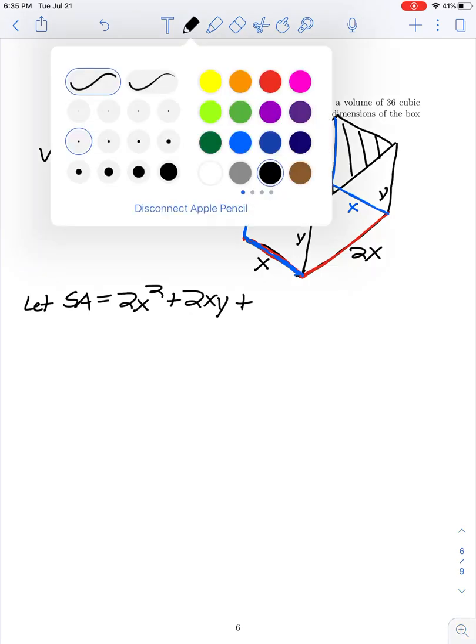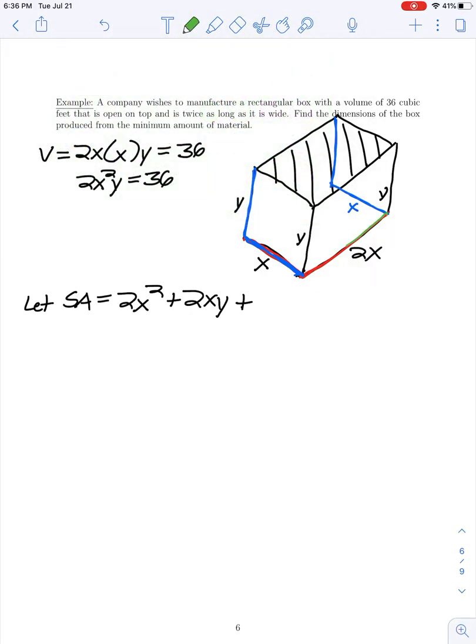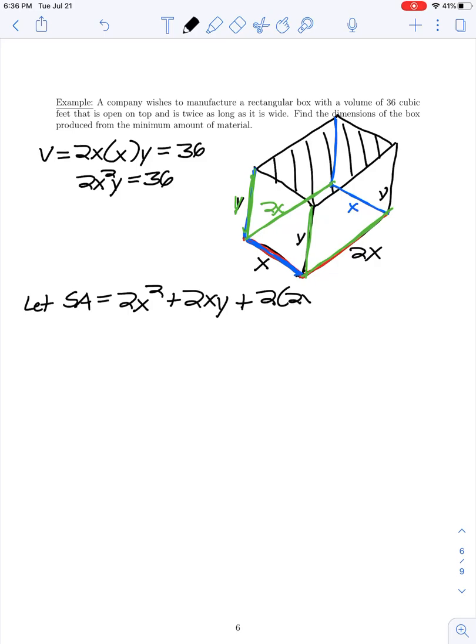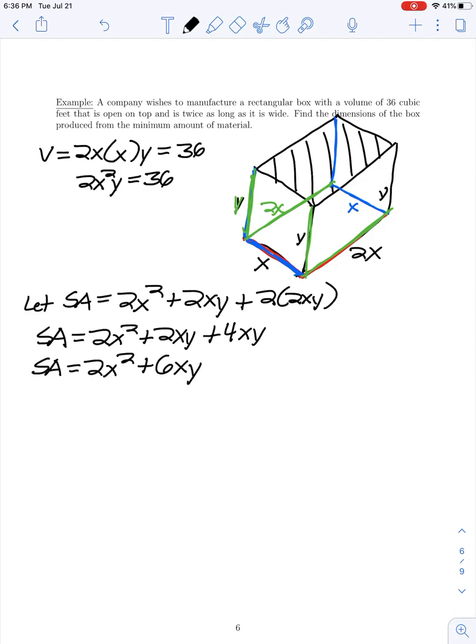And then for the left and right hand sides, we have a rectangle of side lengths 2x and y. But that is the area of just the right hand side. We know that's going to equal the area of this left hand side. We would have a 2x by our height y. So to get the left and right hand sides together, we would take 2 times 2xy. So simplifying a little bit, we have the surface area is 2x squared plus 2xy plus 4xy, or the surface area is 2x squared plus 6xy.